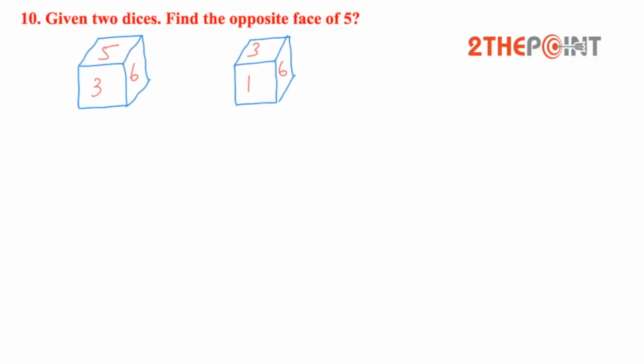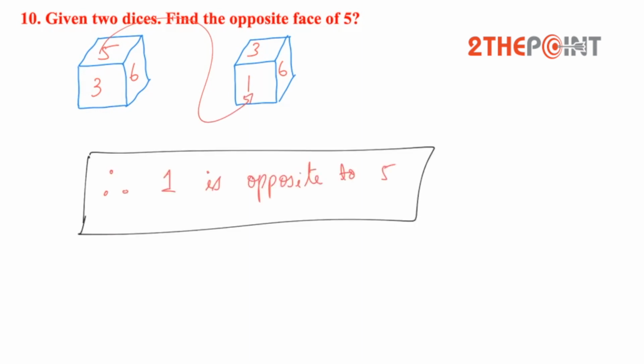Given 2 dice, find the opposite face of 5. Here 3 and 6 are the same numbers on different faces. Therefore 5 and 1 will be opposite to each other.